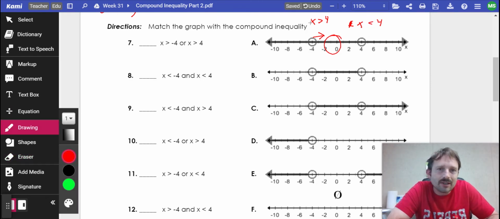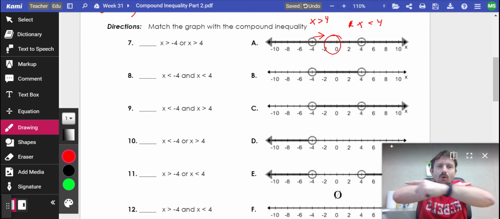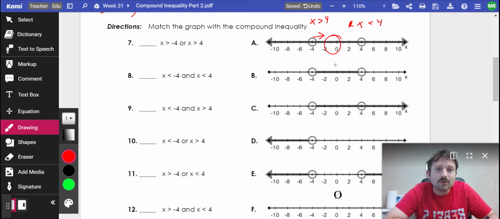So I know it's going to be this. If I look at B, I can see that the solution is just the inside. So it's pointing like this. So this one would be x is less than 4 and x is greater than -4.